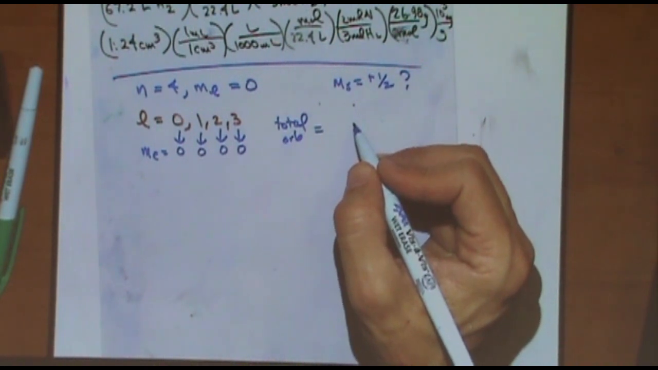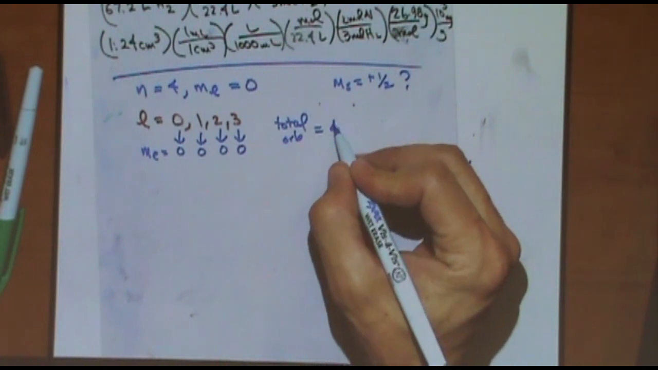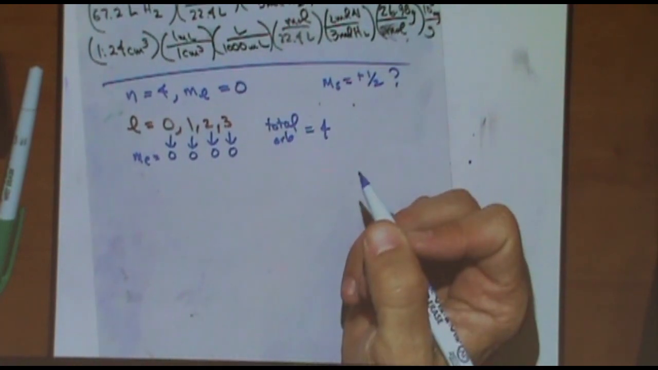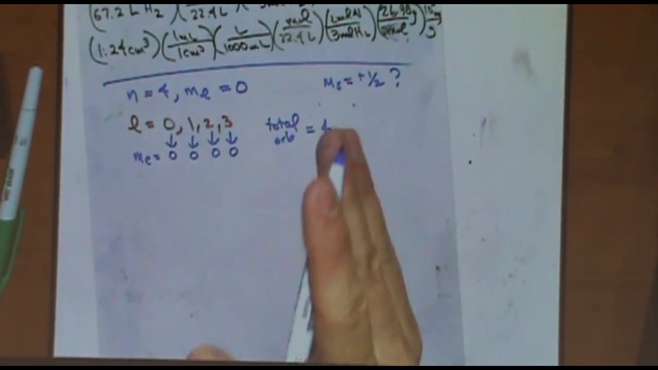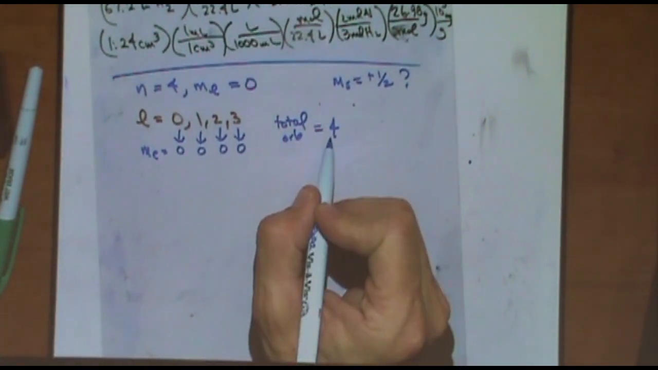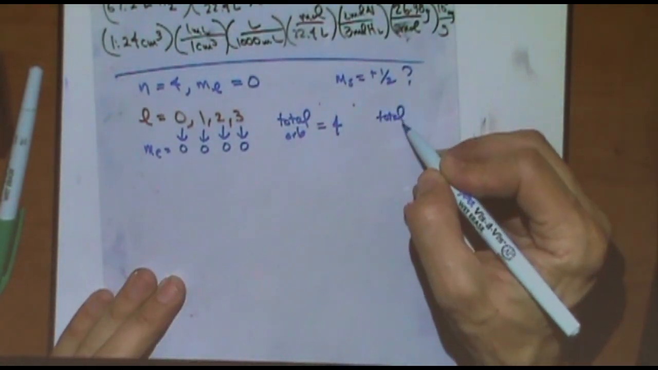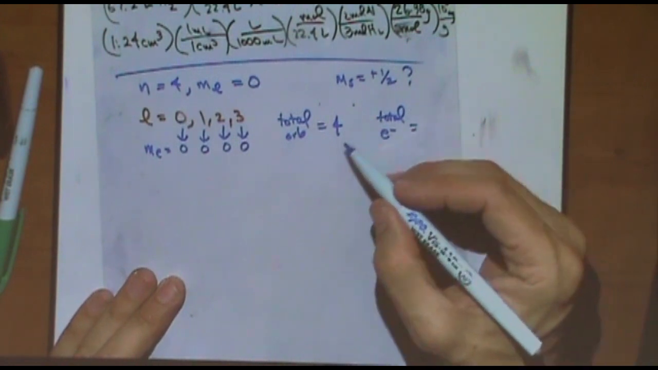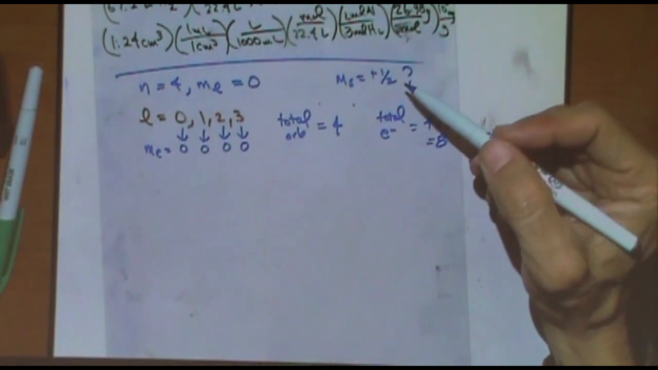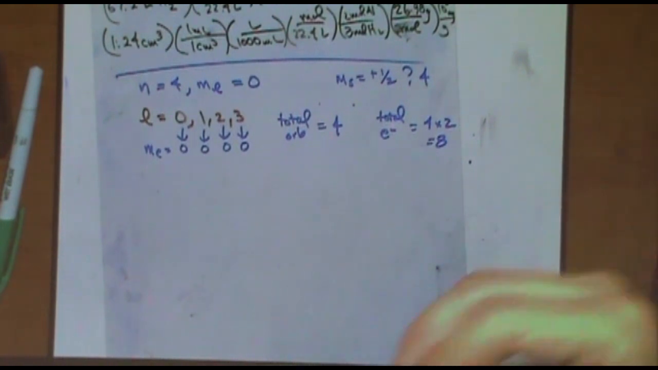How many total orbitals do I have? 4. How do you get 4? You count up the M sub L values: 1, 2, 3, 4. So remember, the number of M sub L values is the total number of orbitals. So how many total electrons could I have? It didn't ask me for total electrons, but I have 4 times 2, or 8. But 4 of the 8 would be spin up, so that's the answer here, and 4 of the 8 would be spin down.